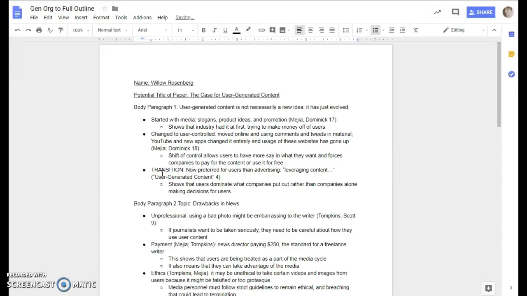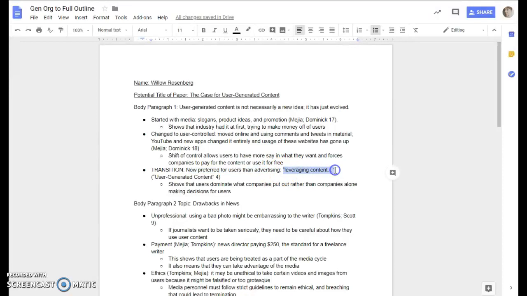Now, I'm not saying you have to write a transition right there. I'm just saying you might put a note in there that within that body paragraph, you need to transition to something that's similar but slightly different. So this is what I had originally on my third bullet, now preferred for users in advertising, but I decided that I want to use a quote for this.